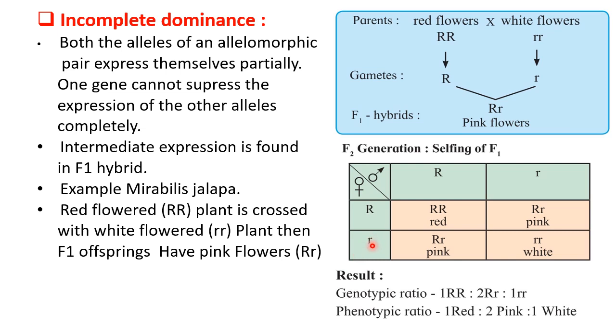And both small r, white flowered plants are produced. So here we see that the plants produced, that is, plant with red flower having genotype both capital R, is in the ratio of 1. Then plant with pink flower having genotype capital R small r in the ratio of 2, and plant with white flower having genotype small r small r is produced in the ratio of 1.